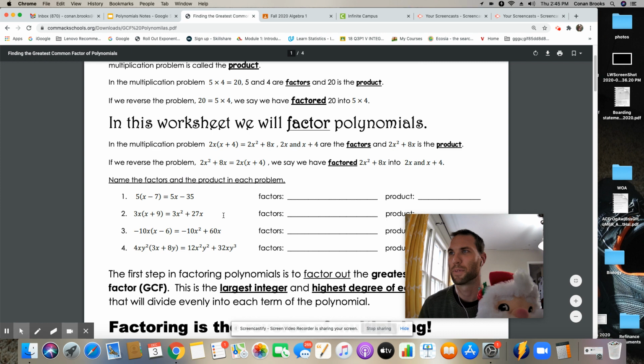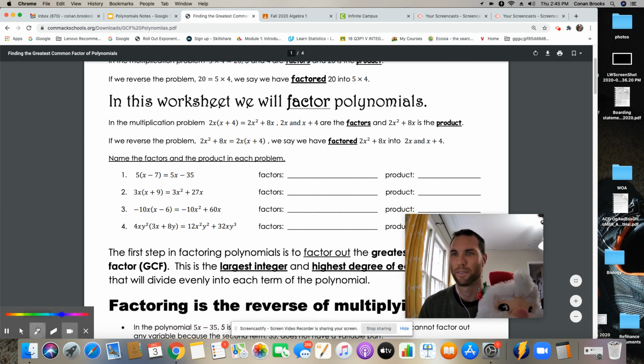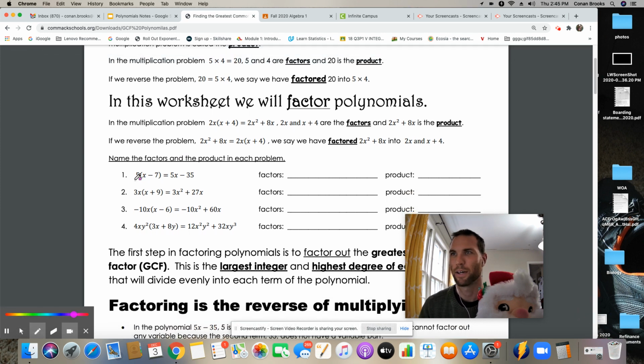Okay, so let's start right here. For this one, we have 5 times x minus 7 is equal to 5x minus 35. This is the factored form. The factors are 5, and you multiply that by x minus 7. The product is 5x minus 35, and the product is just when you multiply, right? So if you distribute the 5, you get 5x minus 35.